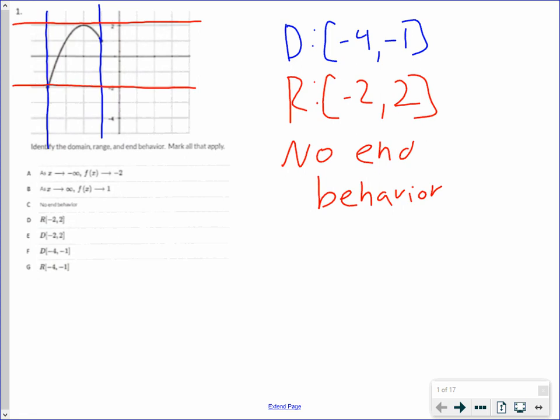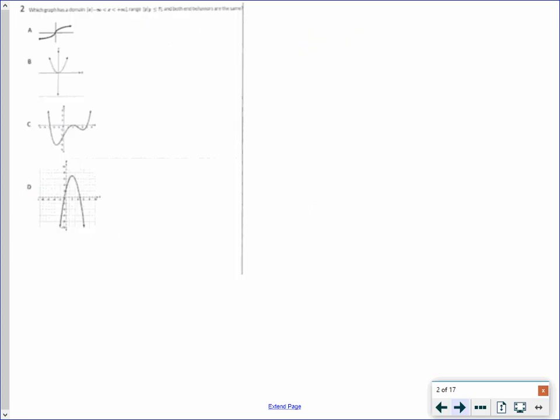So that's our 3 answers. Let's go ahead and mark them off. So we have C, no end behavior. Our range is from -2 to 2. That's D. And lastly, our domain is from -4 to -1, or F. Let's go on to number 2.